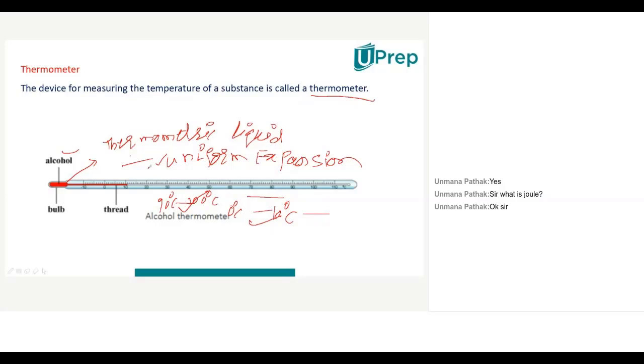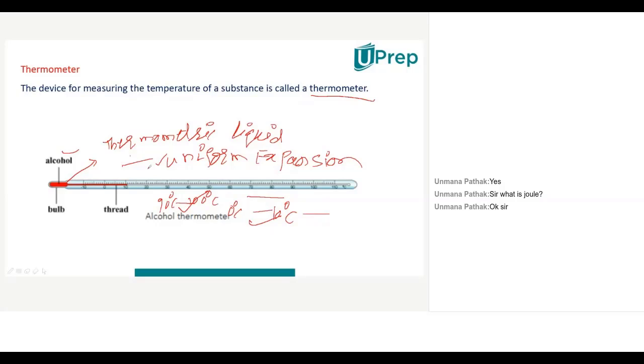Sir, because anything that is heated... because of the markings, sir, we are able to tell. Okay, markings are there, that's why you are able to say. Apart from that, what is the logic, Bhavya? Sir, because if anything is heated, it expands.